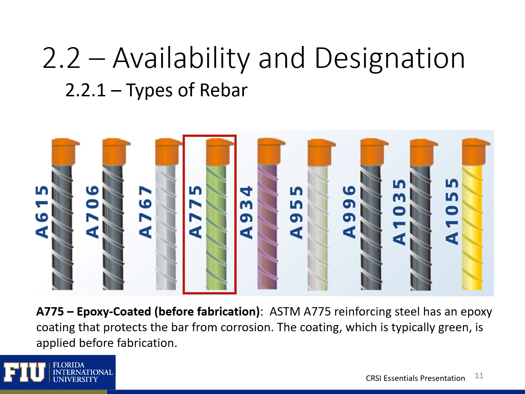ASTM A775 reinforcing steel has an epoxy coating that protects the bar from corrosion. The coating, which is typically green, is applied before fabrication. Similar to ASTM A767 reinforcing bars, epoxy-coated bars are used in environments where corrosion may be an issue. Note that chips in the epoxy can lead to concentrated corrosion though, so care needs to be taken when handling epoxy-coated bars.